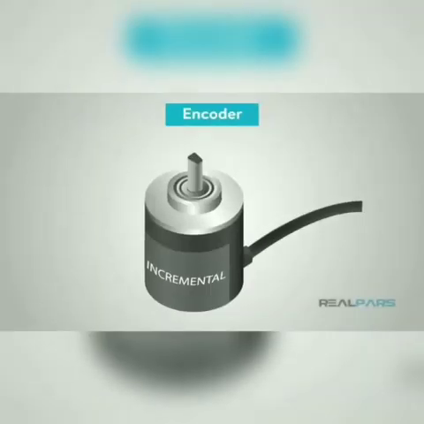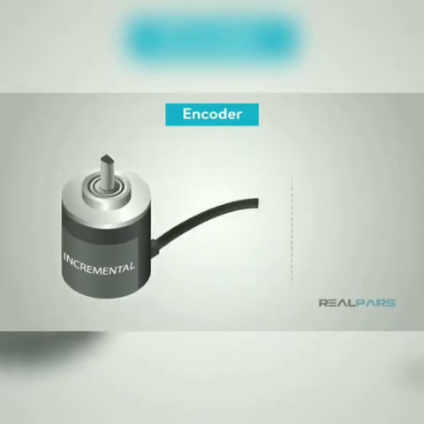An encoder is a device that is used in many industries to provide feedback. In the most basic terms, an encoder, regardless of the type, which we will cover later, senses position, direction, speed, or counts.